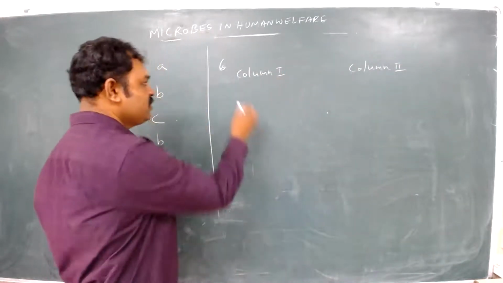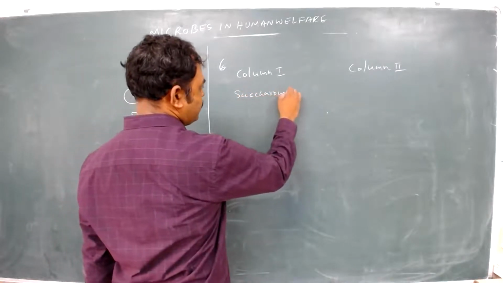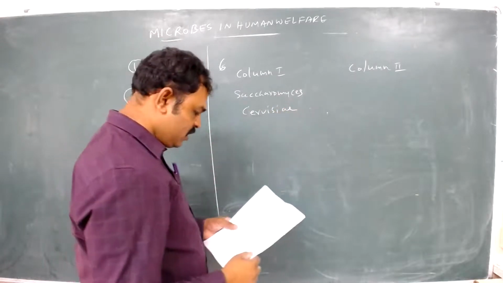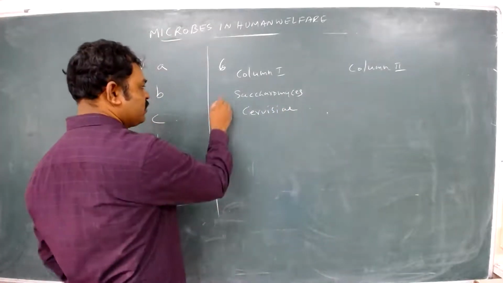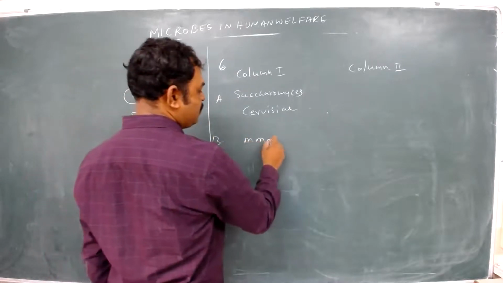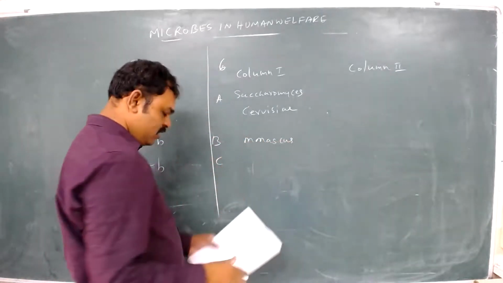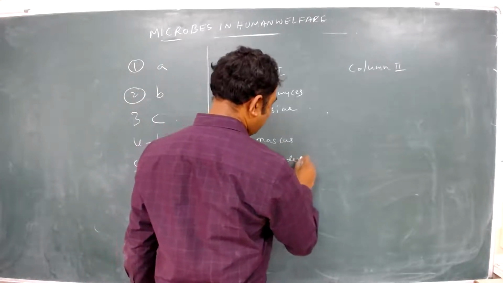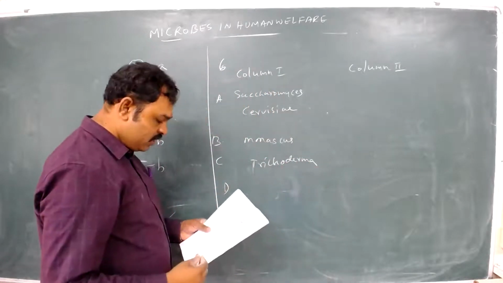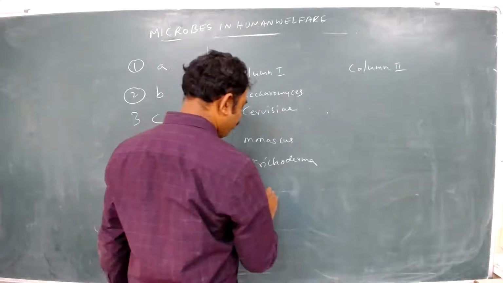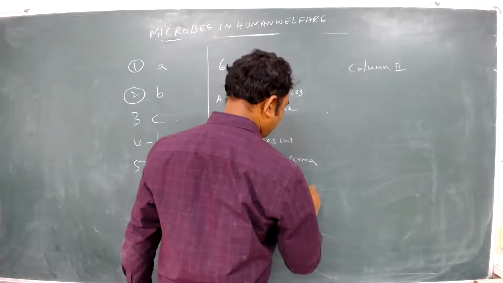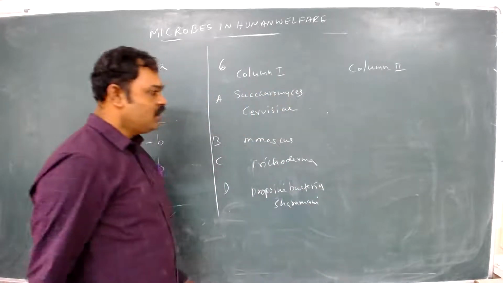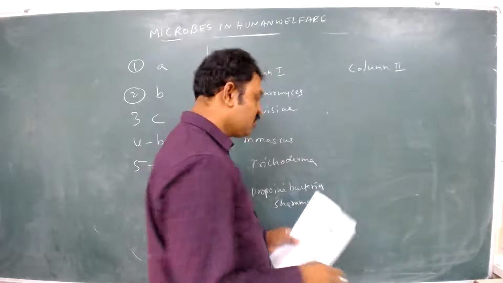Column 1: A is Saccharomyces cerevisiae. B is Monascus purpureus. C is Trichoderma polysporum. D is Propionibacterium sharmanii. These are the microbes. Now column 2.